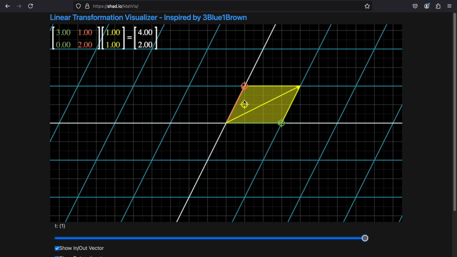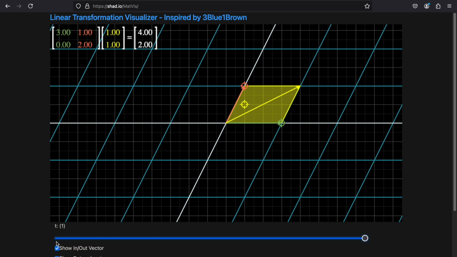Okay, so we have seen this area as well, right? This area has been changed. So basically, the factor by which this area is changed is the determinant. Okay, now visually we can find this factor here itself.